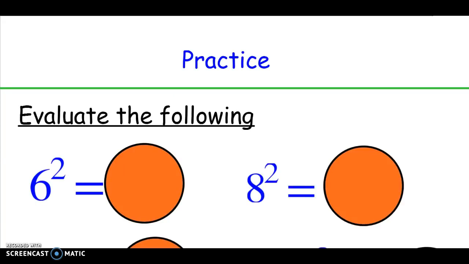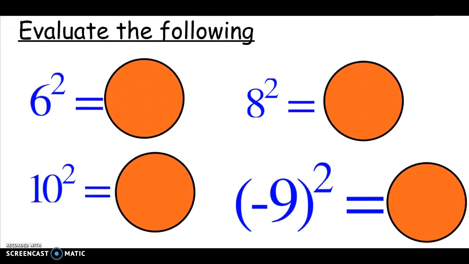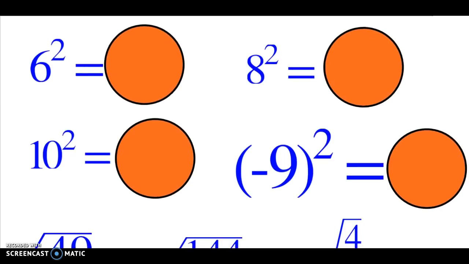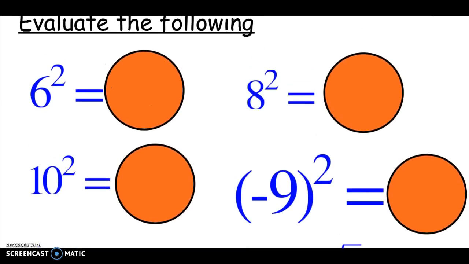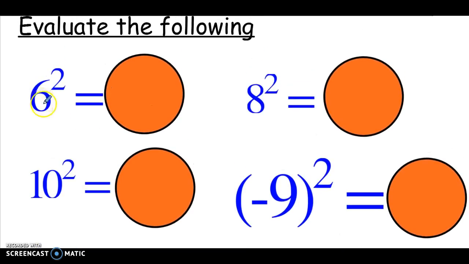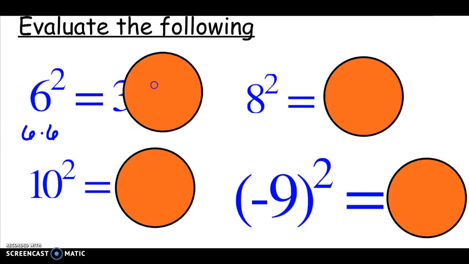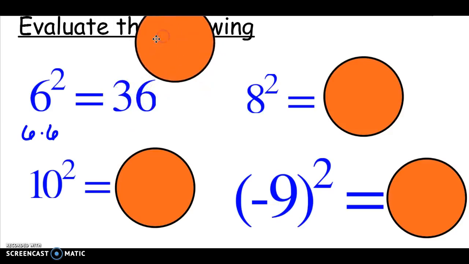So let's just practice squaring some numbers here. Remember, it's just timesing it by itself. So 6 squared would be 6 times 6, and that answer would be 36. Go ahead and pause the video and try these.